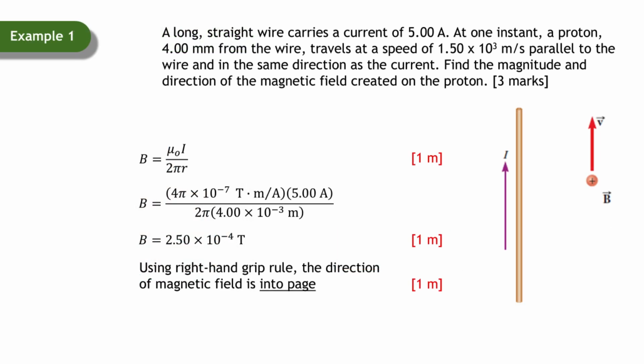Let's apply our straight wire formula with example 1. Imagine a long, straight wire carrying a current of 5.00 amperes. We want to find the magnetic field at the location of a proton situated 4.00 millimeters away from that wire. By using the magnetic equation, and plugging in our known values, we calculate a magnetic field magnitude of 2.50 times 10⁻⁴ Tesla. To determine the direction, we apply the right-hand grip rule. At the position of the proton, the field is directed into the page.